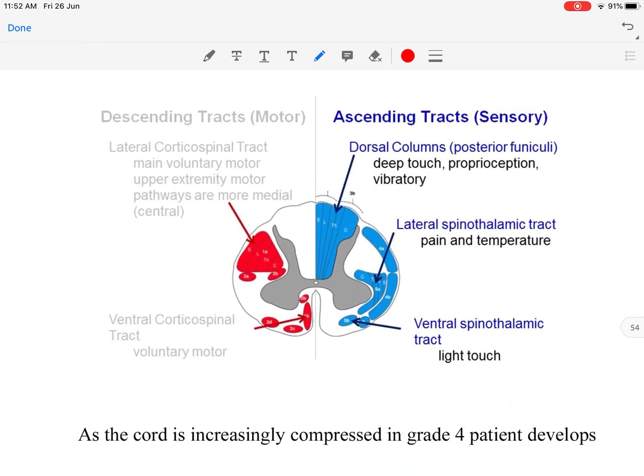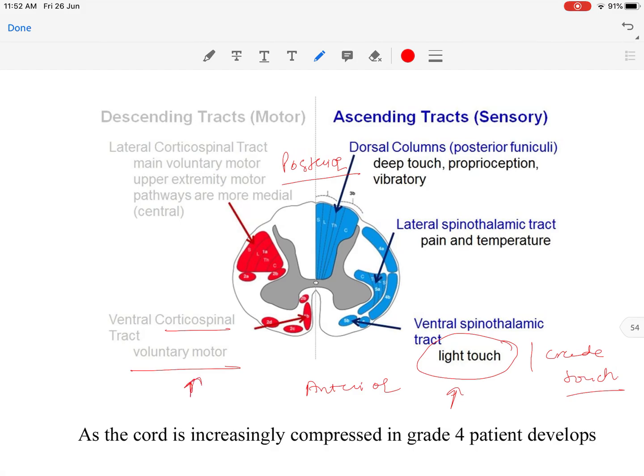So this is the anterior or ventral aspect, and this is the posterior or the dorsal aspect. As we can see here, the light touch or the crude touch is ventral or anterior, so it will be involved first. And here we have the corticospinal tract, the voluntary corticomotor tract, they will be involved first. Later there will be involvement of pain and temperature, and at last the posterior column, the dorsal column, deep touch, proprioception and vibration. So these are involved at the last, while the crude touch, pain and temperature are involved first along with the motor involvement.